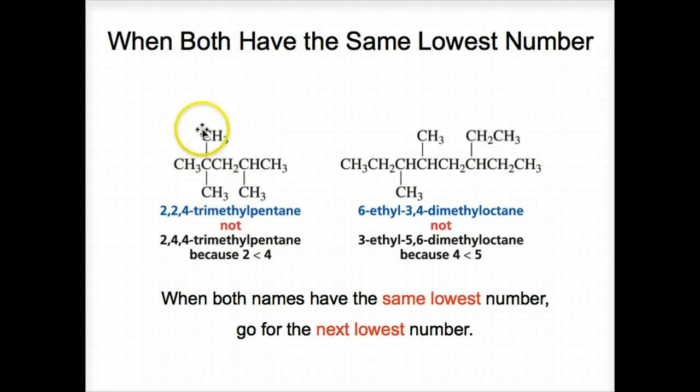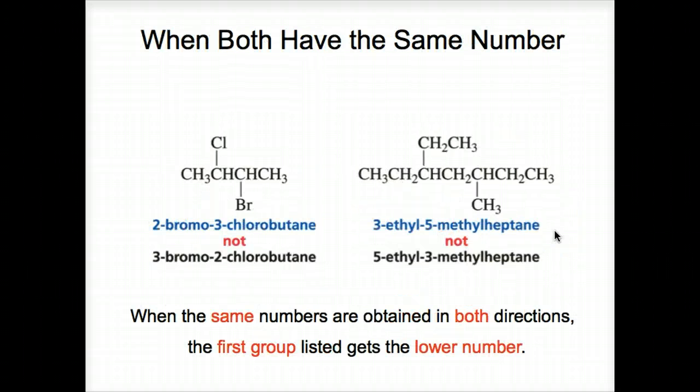See these two methyl groups? 2,2 is better than 4,4. So we number it from left to right. 2,2,4, 1, 2, 3, 4, methyl. Actually, it's trimethyl because there are 3 methyl groups, pentane. And the same principle applies on the right. When the same numbers are obtained in both directions, the first group listed gets the lowest number. Somewhat similar to what we just talked about.